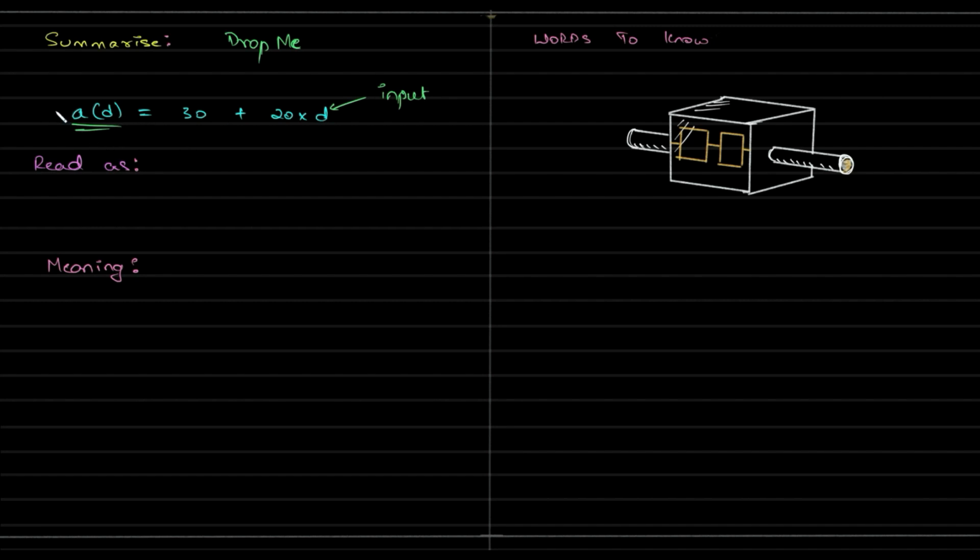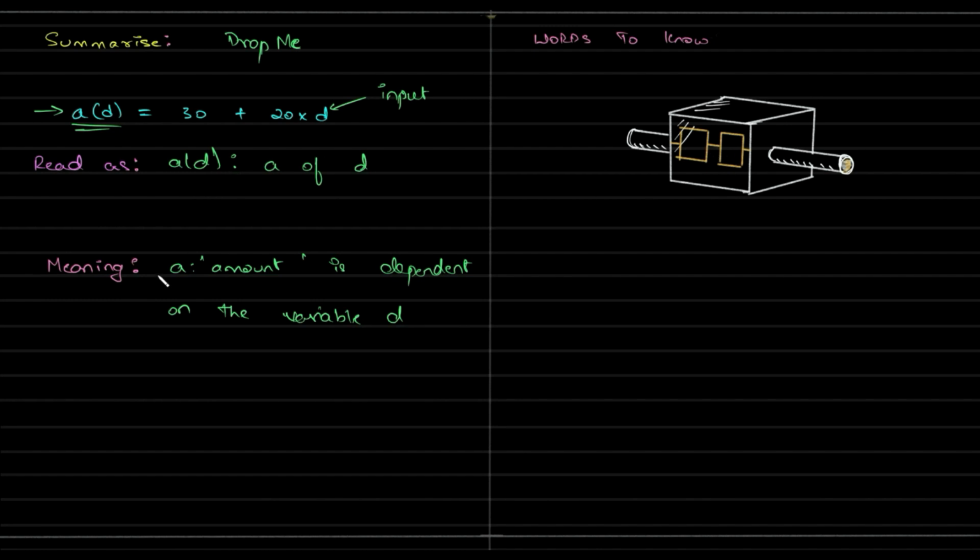So this was your mathematical expression. Let's understand what is there on your left hand side, A of D. This is read as A of D. What does it mean? A, which is nothing but the amount to be paid by the customer, is dependent on the variable D. So that's what it means.